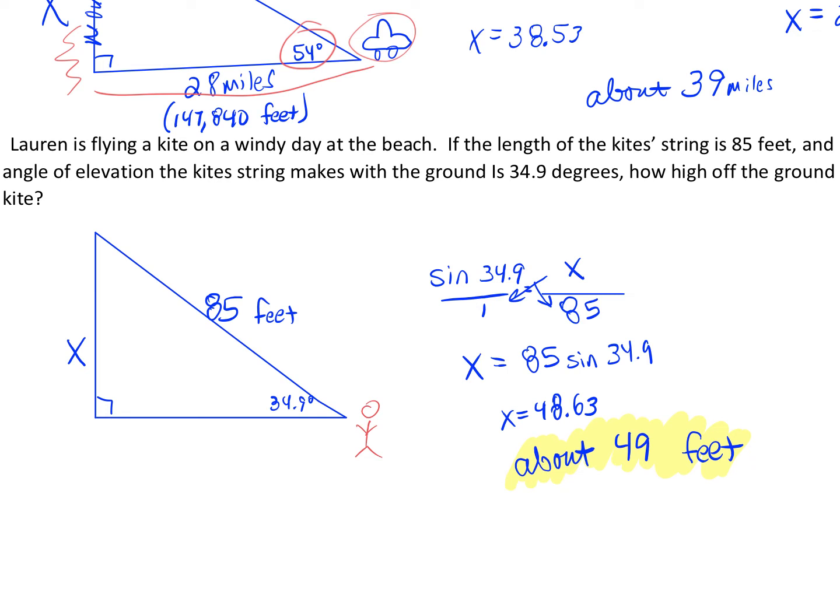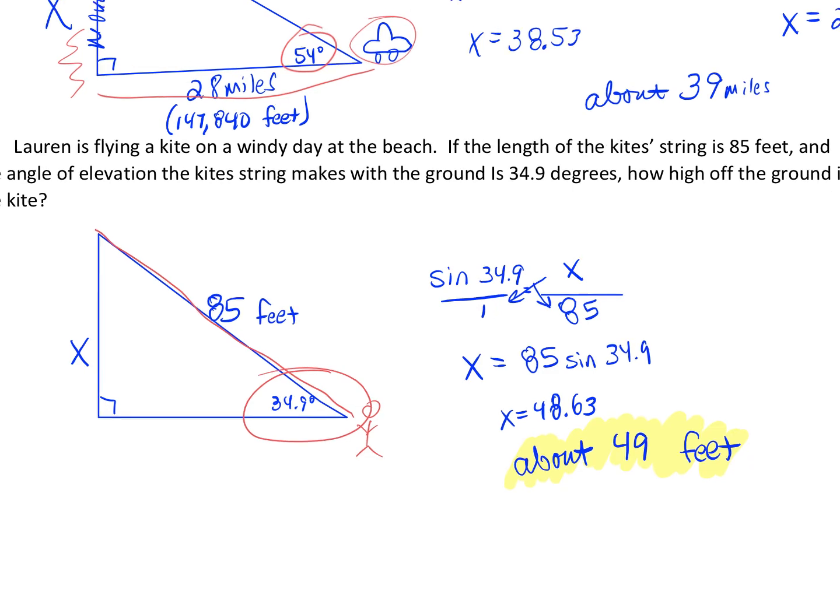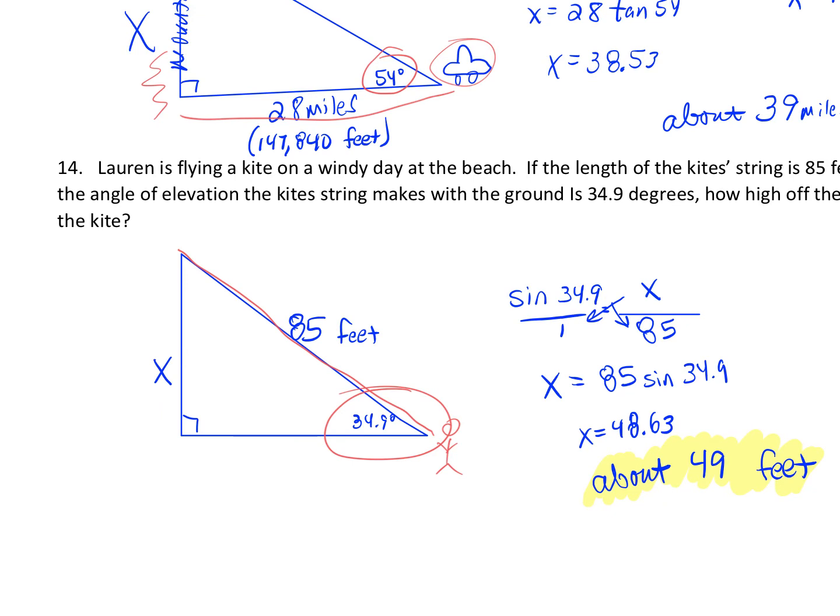So think about it. You're standing there holding your kite. It does not go straight up and down. It's going to be at an angle. So this is why this is our 85 feet. I told you that it makes an angle of elevation. Angle of elevation is always from the ground. I didn't tell you how tall Miss Carver was, right? So you don't have to add or subtract anything. I just told you that from the ground. So how tall, how high is the kite?